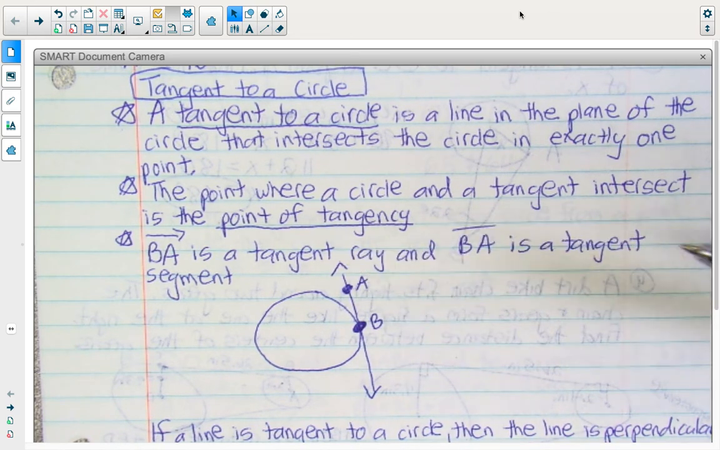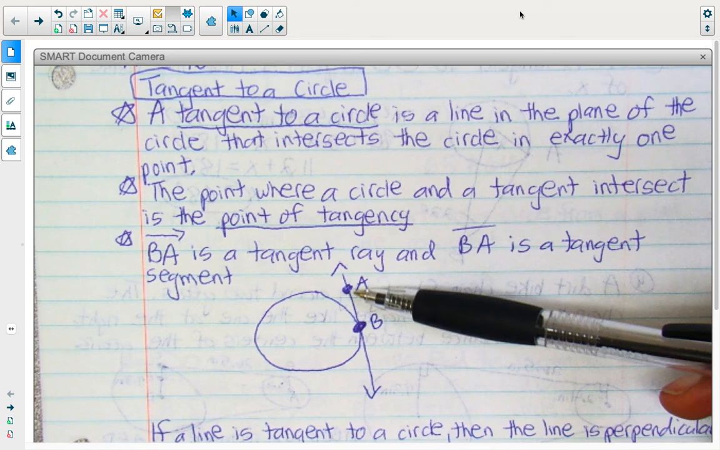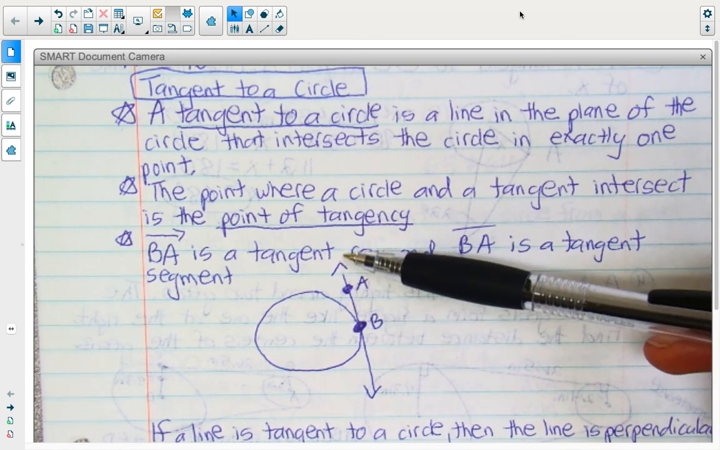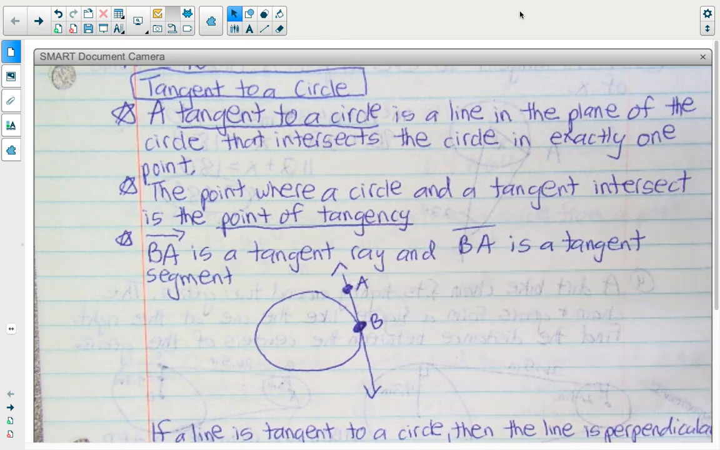BA is a ray, and BA, just this part here, is the line segment. And if from B all the way on to forever with the arrow at the top, that's my ray. Take home point for this little section is that I have a line that is going to intersect the circle in only one spot. That spot is called the point of tangency.